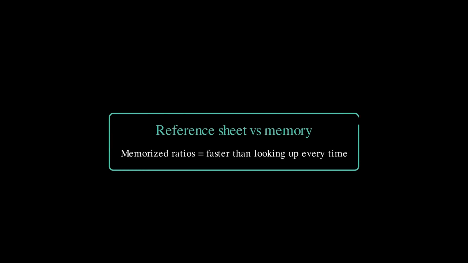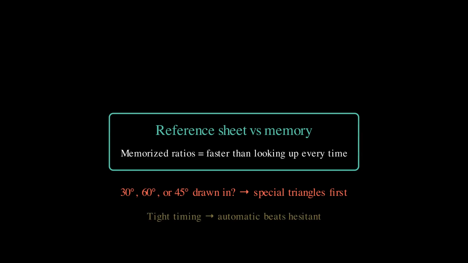SAT pro tip. These ratios appear on the reference sheet, but memorizing them saves 30 seconds or more per question. You can always verify on the reference sheet, but fluency beats tab hunting when the clock is ticking. Whenever you spot 30, 60, or 45 degrees in a diagram, think special triangles first. Speed matters because math is tightly timed. Automatic ratios beat hesitation.